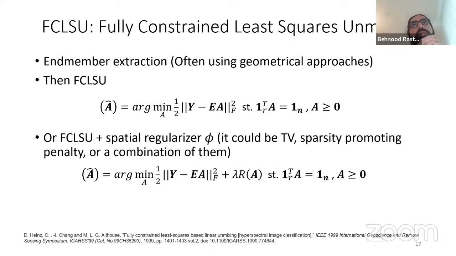Fully constrained least squares unmixing is a widely used technique to estimate the abundances. Basically, it's this optimization problem that you solve with respect to A. There is no penalty, but you can apply a regularizer, the function phi. It could be TV or sparsity or a combination of them. So you can apply a regularizer on A as well, but this is called FCLSU. There are other versions as well, unconstrained or other variants of this problem, but this is the most widely used one, and it's proposed in this paper.